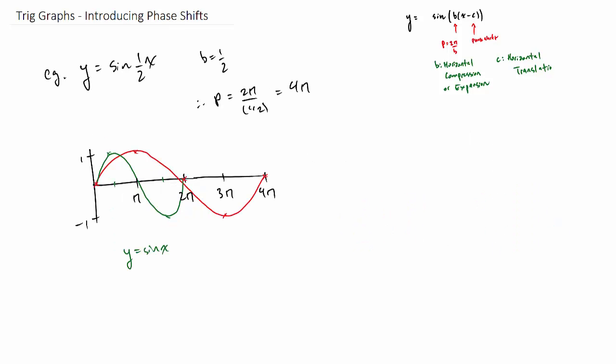And the last one we'll look at is, what if we just put a half value in there? If we have a half for B, that means the period actually turns into 4 pi, so it actually stretches out. The period is longer. It's in red and the original is in green.